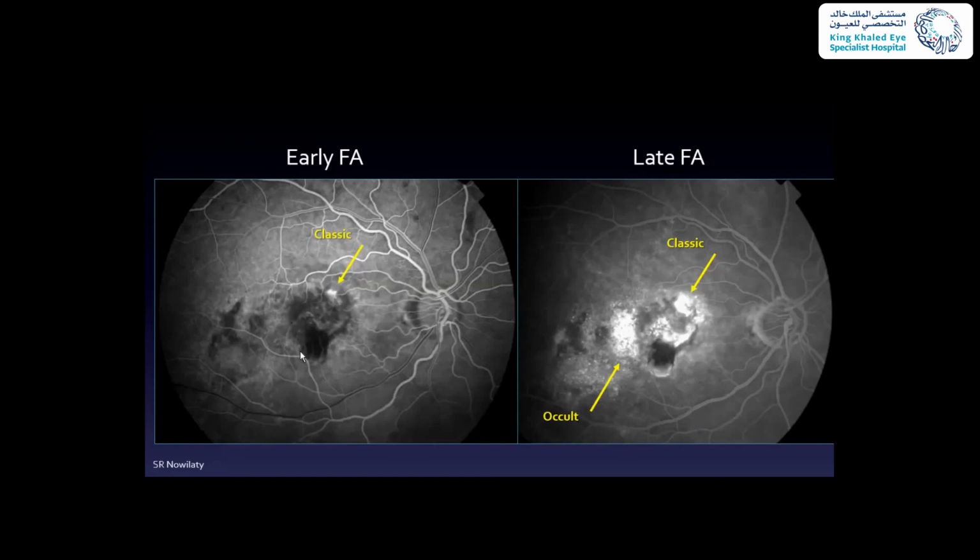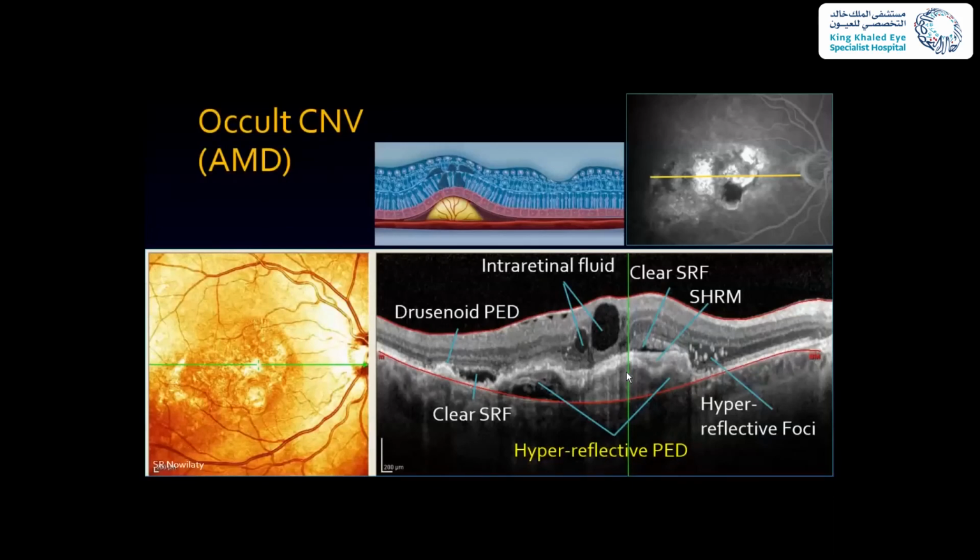While here, you can't really draw it very well, but you suspect that there is something abnormal because it doesn't look like here or here. And then, in fact, it leaks in the end. That's an occult membrane. An occult CNV is a membrane that develops under the RPE. It doesn't go through the RPE. If it goes through the RPE, it's classic. If it just continues to leak, but it's under the RPE, it is occult.